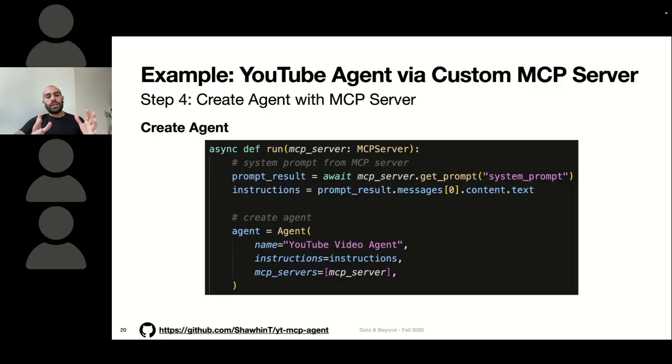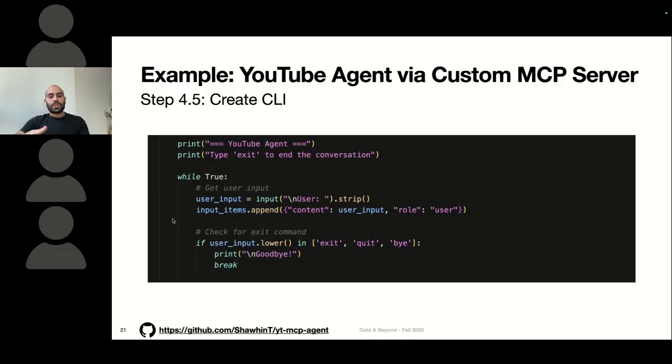But actually, creating the agent itself is very straightforward. We'll just use this agent class from OpenAI's Agents SDK. We'll give the agent a name. We'll give it instructions, and I'm actually importing the instructions from the MCP server. And then finally, we'll just give it the MCP server that we want it to use.